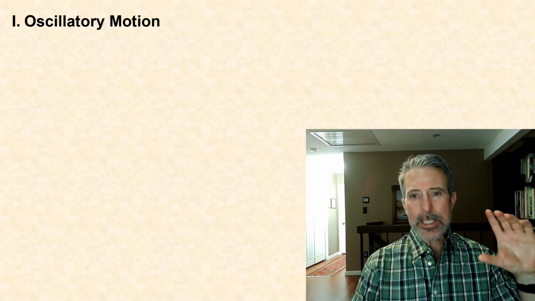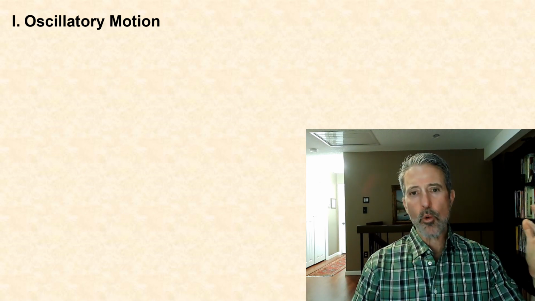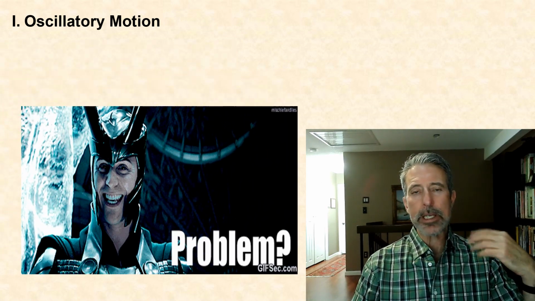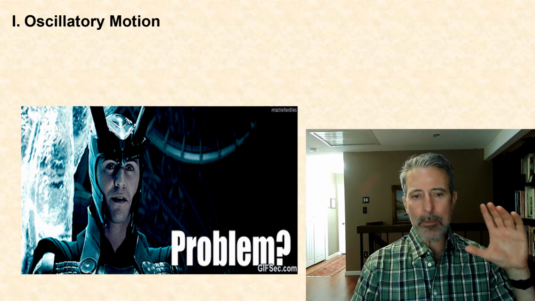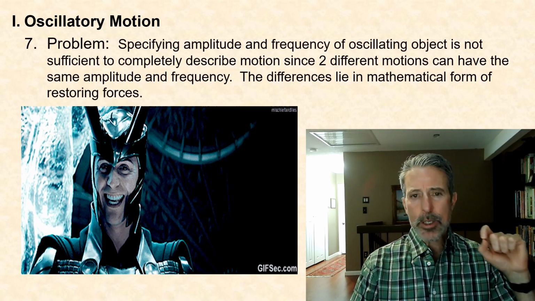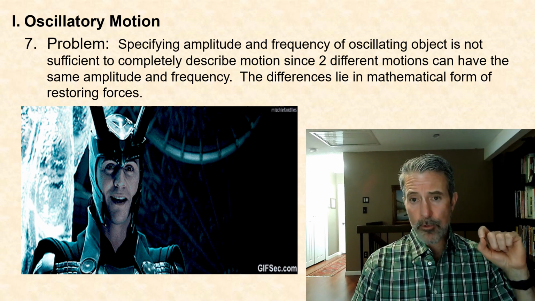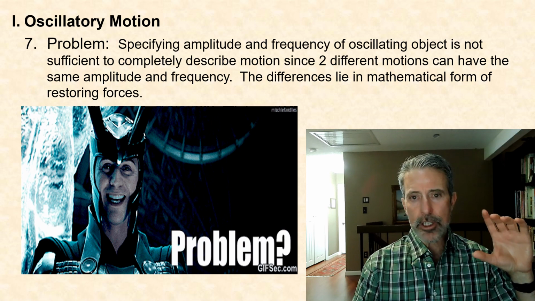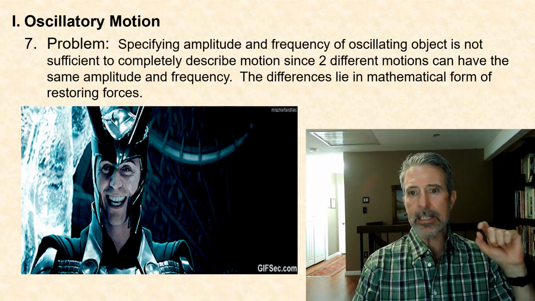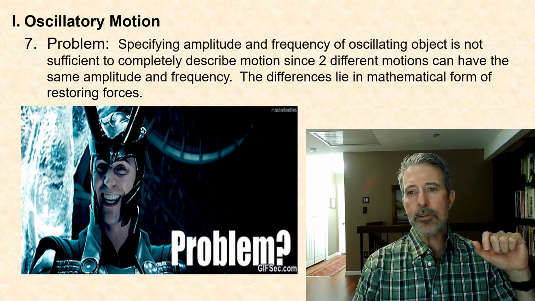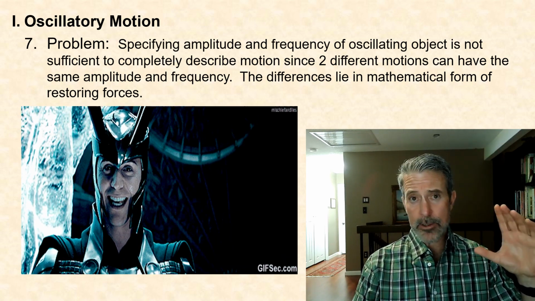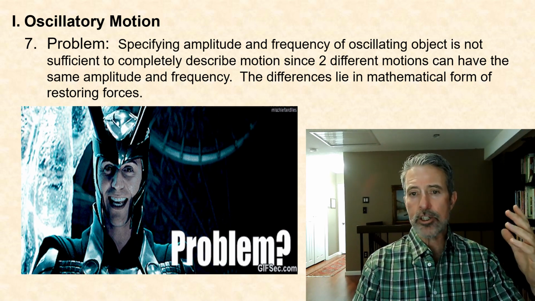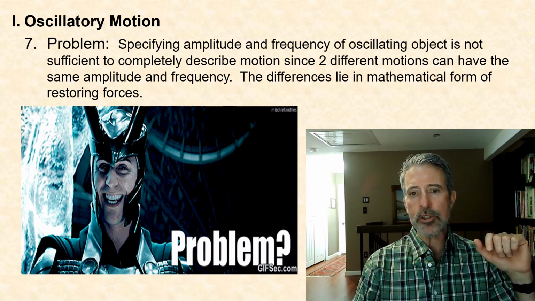So how do we explicitly describe an oscillation or vibration? Well, turns out we have a problem here that we need to address, and the problem is this. Simply specifying the amplitude and frequency of oscillation or vibration is not enough. It's not sufficient to uniquely and completely describe the motion of the oscillating or vibrating object, since two different motions, that is, two different oscillations or vibrations, can have the same amplitude and frequency.